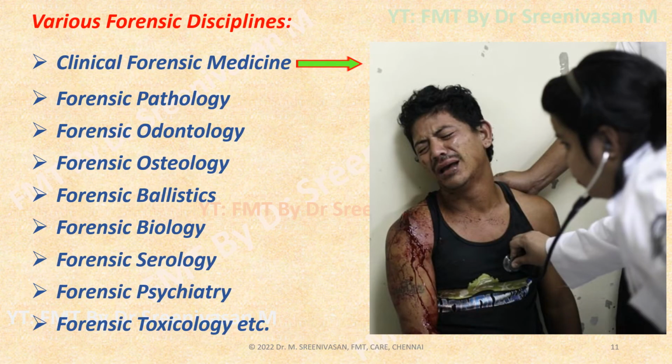Let us see various disciplines of forensic medicine. There are two important disciplines of forensic medicine. One is clinical forensic medicine, the other is forensic pathology. Clinical forensic medicine is concerned with dealing with living persons. That is, as you are seeing in this picture, probably a victim of assault who sustains a cut injury on his right shoulder.